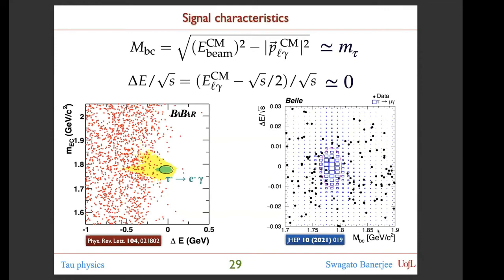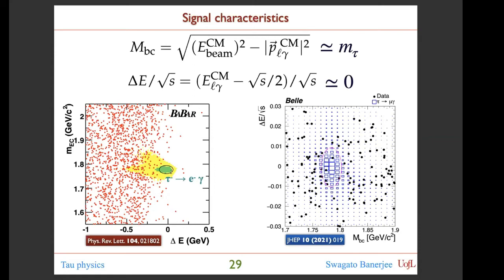So here is how we make the most interesting discriminating variable. The two most interesting discriminating variables are the beam energy constraint mass of the system of the daughters of the tau. In this case, for example, if we look at a lepton gamma system, then this is the equation for the MBC variable. And the delta E variable is the difference between the energy of the daughters of the taus and the beam energy. And we expect the mass to be clustering around the mass of the tau and delta E to be clustering around 0.